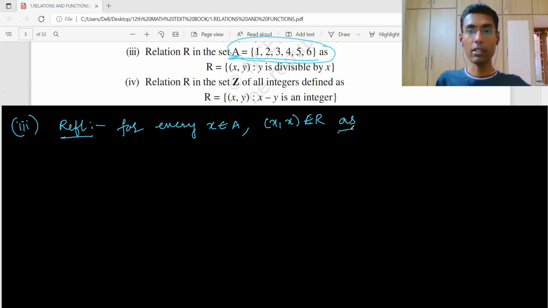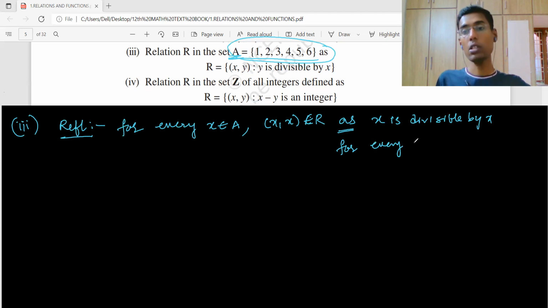As reason, you can write: for every x belongs to A, x divides x, or as you said, x comma x belongs to R. Every number is divisible by itself, as you said. Yes, sir. So therefore, it is reflexive.